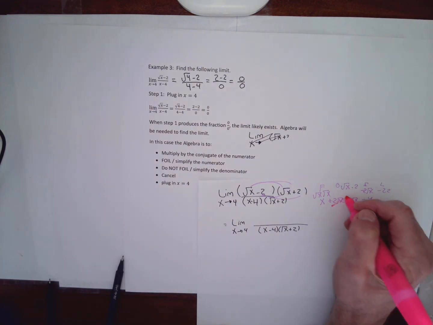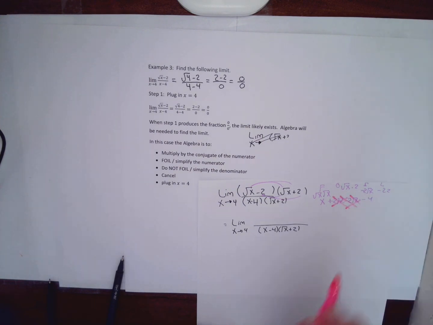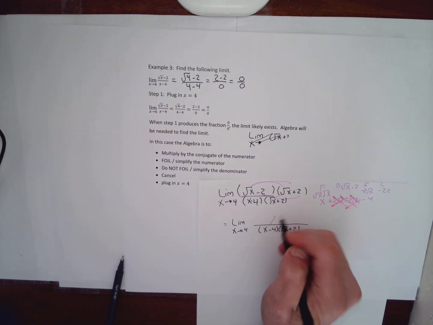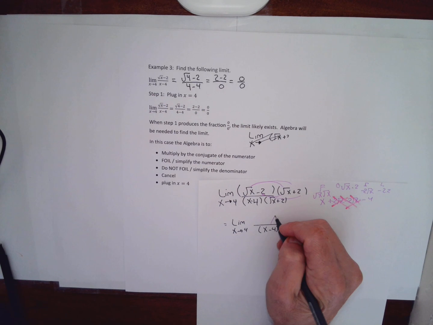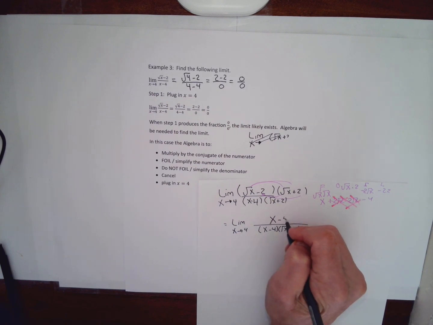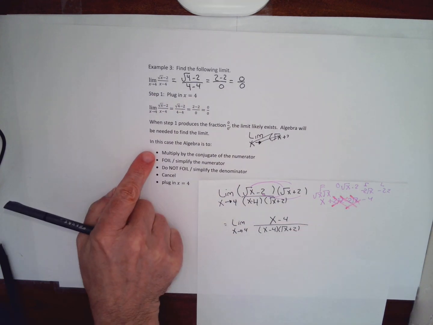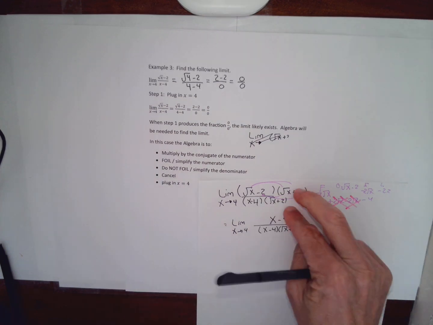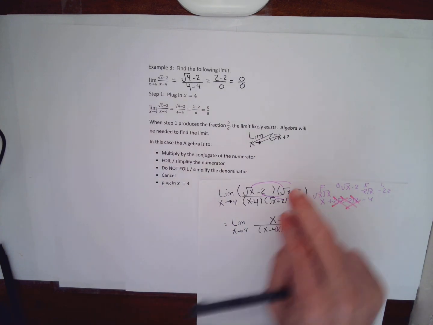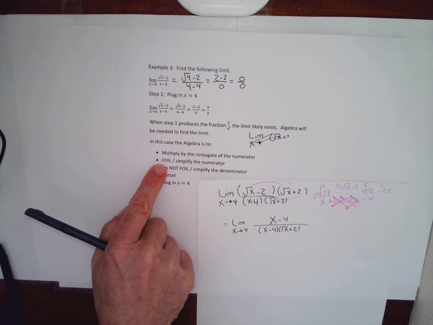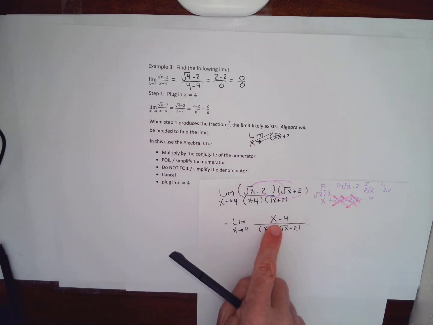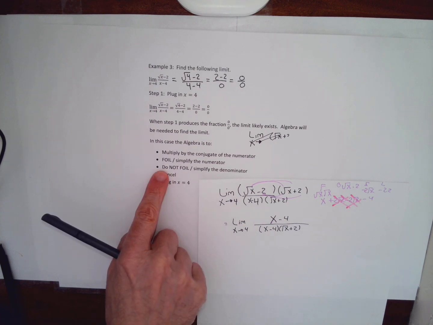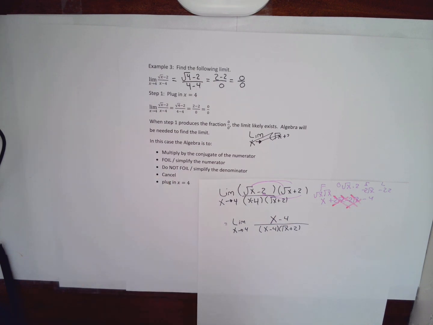So I FOILed the numerator. I'm going to simplify by canceling out those 2 square root of x's. And in the numerator, what I'm left with is x minus 4. So first step was multiplying numerator and the denominator by the conjugate. Second step, I FOILed and simplified the numerator off to the side and wrote the simplified version in the numerator. I do not FOIL nor simplify the denominator. Now I'm going to cancel.